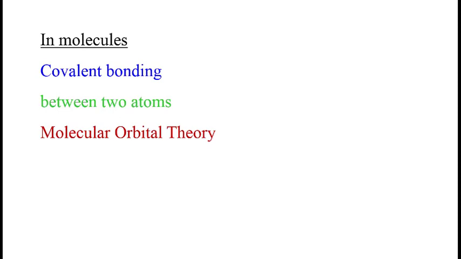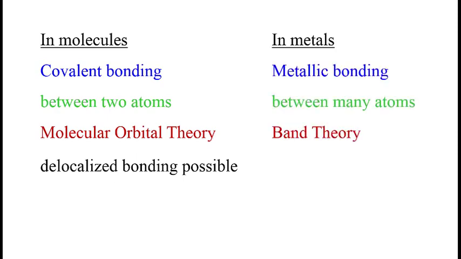When we dealt with molecules, we talked about covalent bonding. Originally, this was between 2 atoms. We used molecular orbital theory to mix atomic orbitals and form molecular orbitals. At the end of that discussion, we allowed for the possibility of delocalized bonding, where you could mix atomic orbitals from more than 2 atoms. We can use that same idea in thinking about bonding in metals.